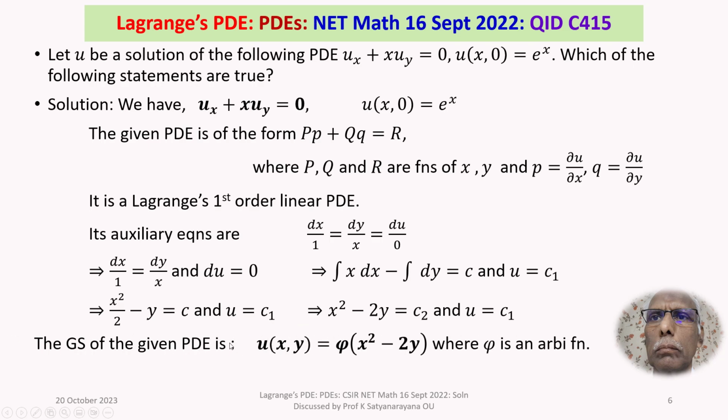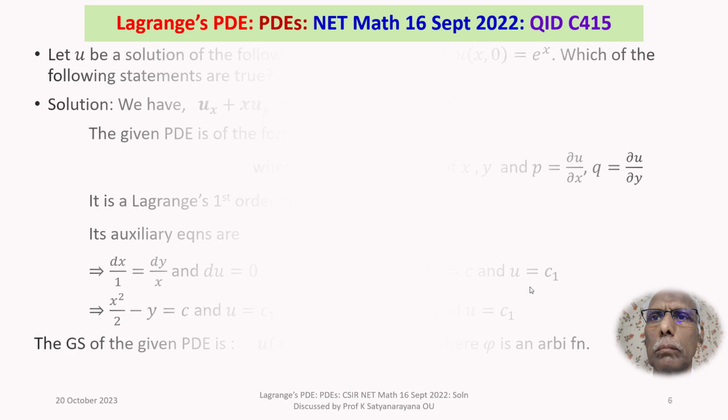Therefore, the general solution of this partial differential equation is u(x, y), that is c1, equal to φ of c2, that is x² − 2y, where φ is an arbitrary function whose action we have to decide with the help of the given boundary condition. We continue in the next slide.